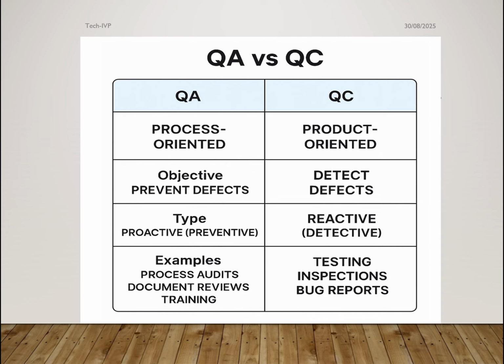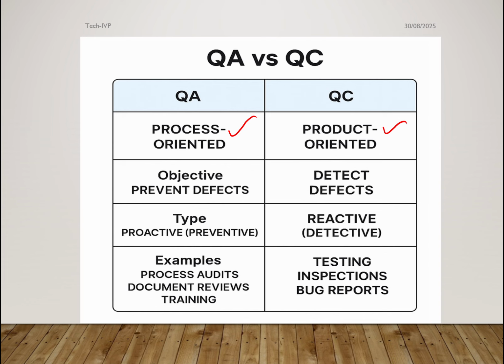The next most common interview question is, what is QA and QC? Are you a QA or a QC? At that time the candidate gets confused. They mostly say that I am QA, but they don't know what exactly the role of QA is. QA is a process oriented approach, while QC is a product oriented approach.